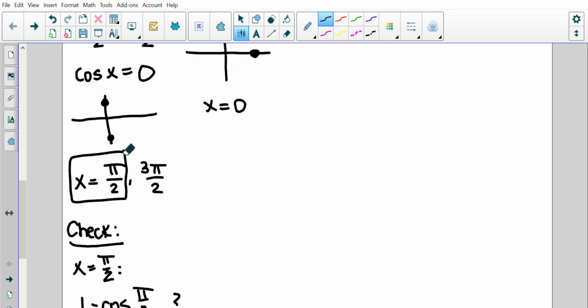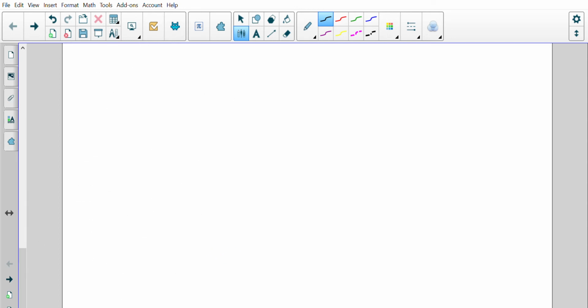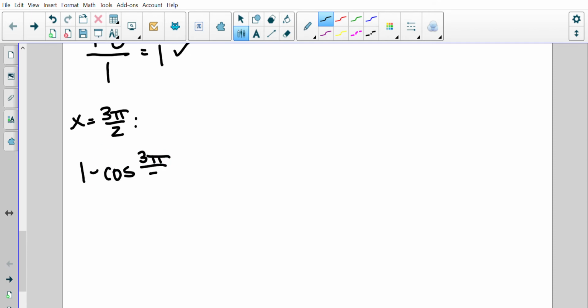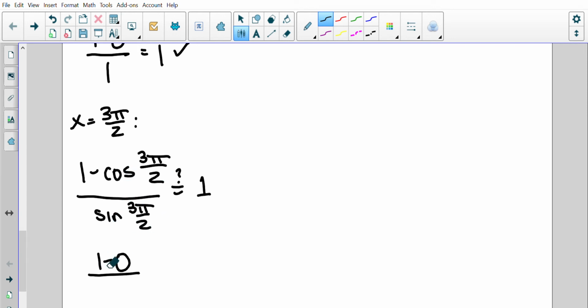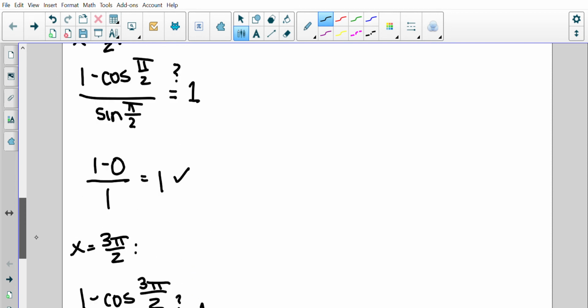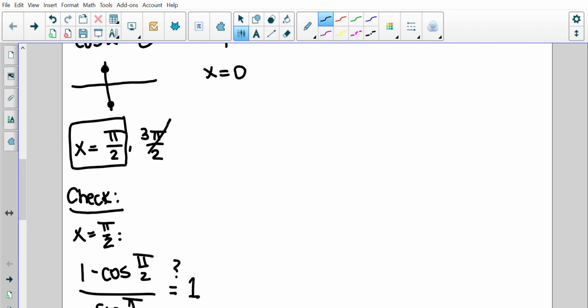And now we're going to check when x equals 3 pi over 2. Again, go back, plug it into the original. So we get 1 minus cosine of 3 pi over 2 all over sine of 3 pi over 2. And we want to know, does that equal 1? So again, cosine of 3 pi over 2 is 0, but sine of 3 pi over 2 is negative 1. So that does not equal 1. So there you go. That's an extraneous solution. It doesn't work. We have to reject that answer.